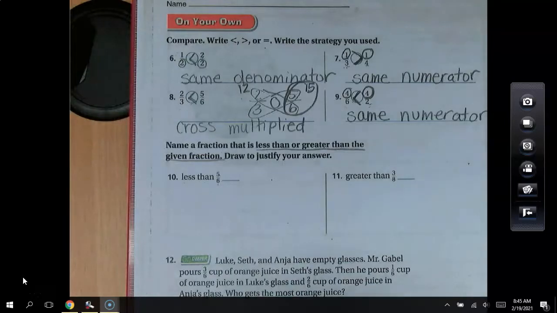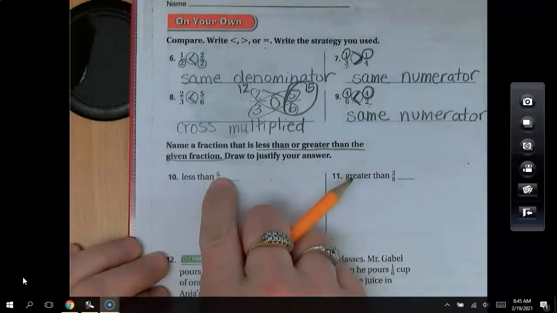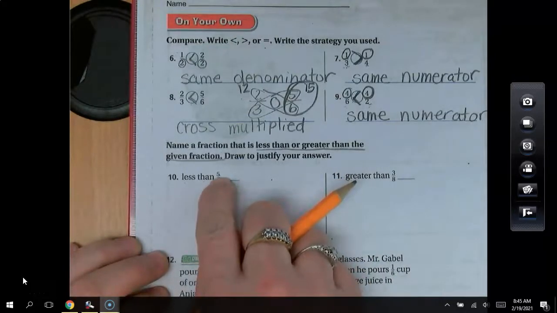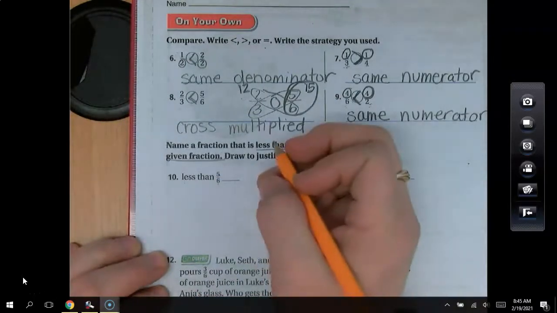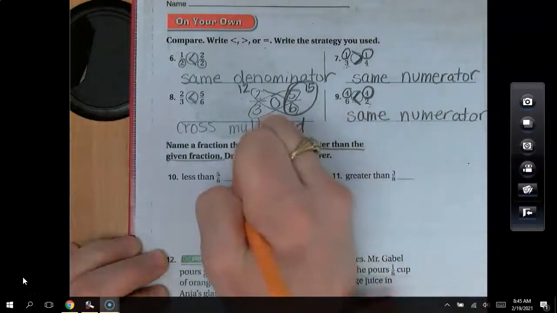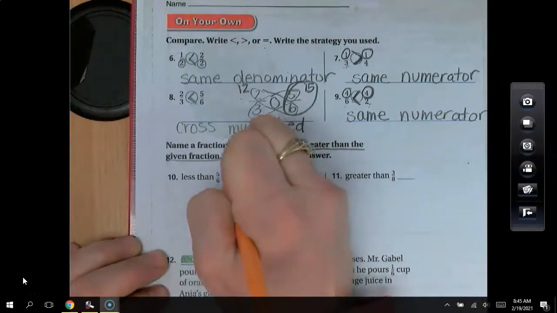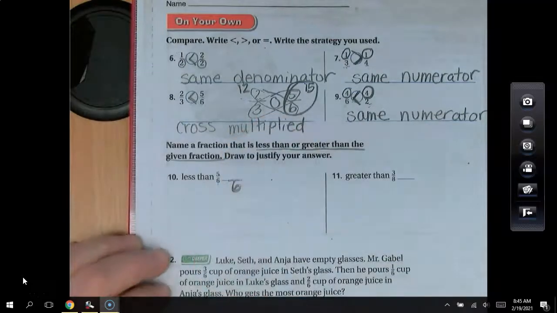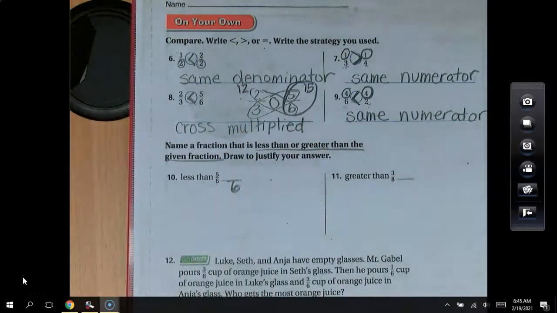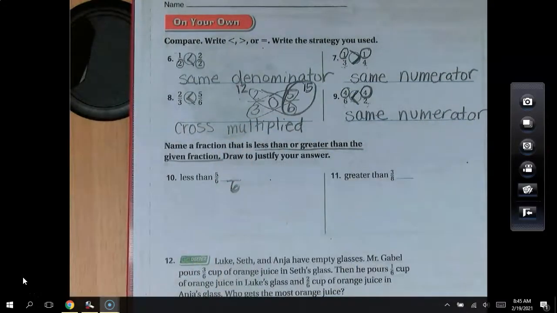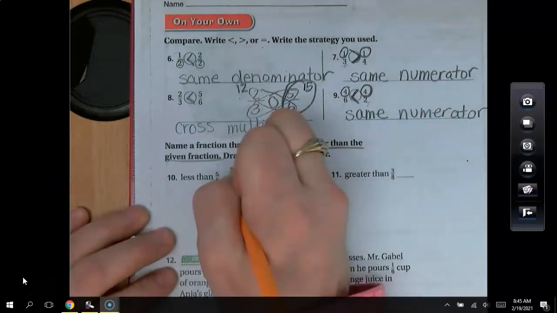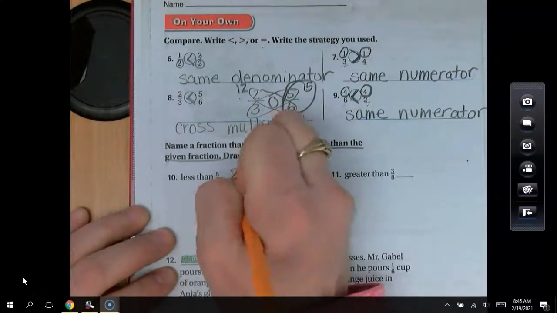That tells me I need to find a fraction that's less than 5/6. I can pick any number less than 5, okay? So if I'm going to keep my denominator the same, I can just write my denominator and pick a number that's less than 5. Well, it could be 1, 2, 3, or 4. So let's do 2. Let's just do 2, okay?